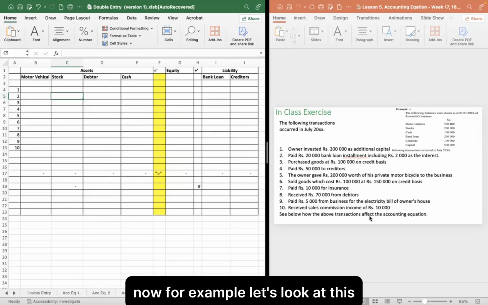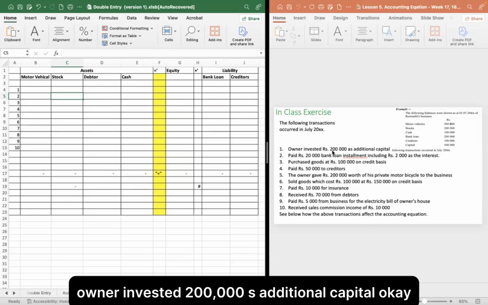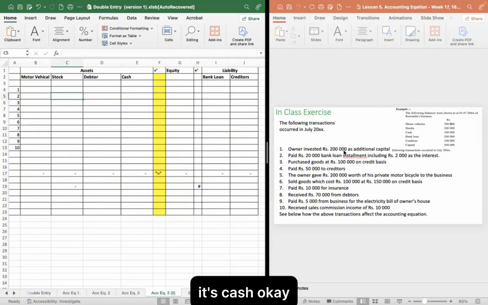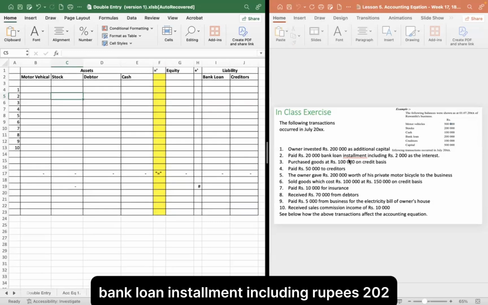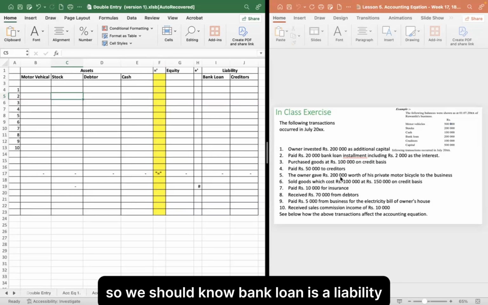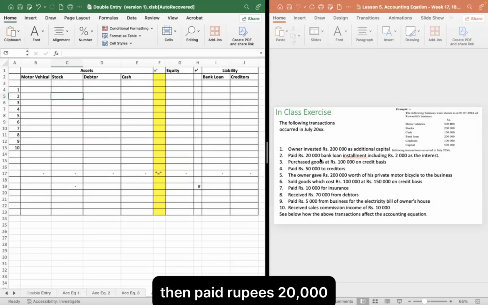Then for example, let's look at this. Owner invested 200,000 as additional capital. Okay, it's cash. Cash is an asset. In this transaction, the asset is cash. Paid rupees 20,000 bank loan installment, including rupees 2,000 as interest. Then bank loan is a liability. So we should know bank loan is a liability. Then paid rupees 20,000 කියපු ගමන් අපි තේරුම් ගන්න ඕනේ that is cash.